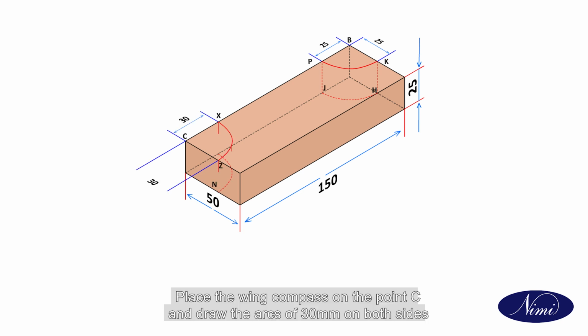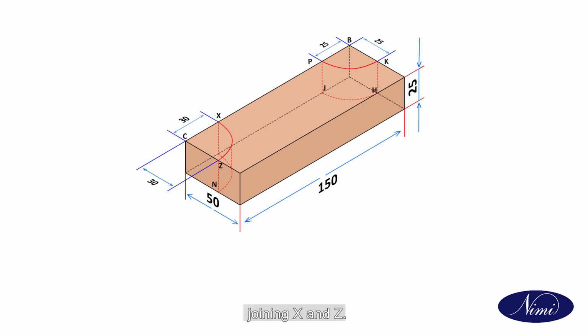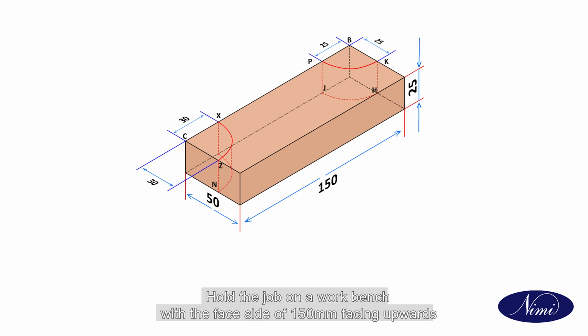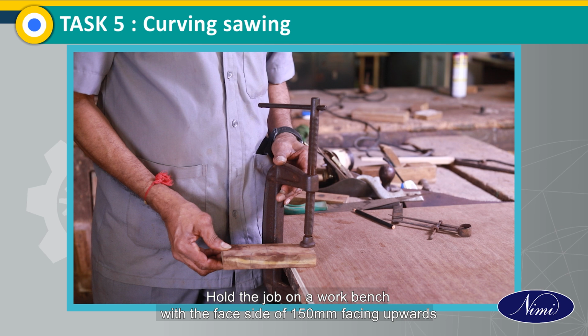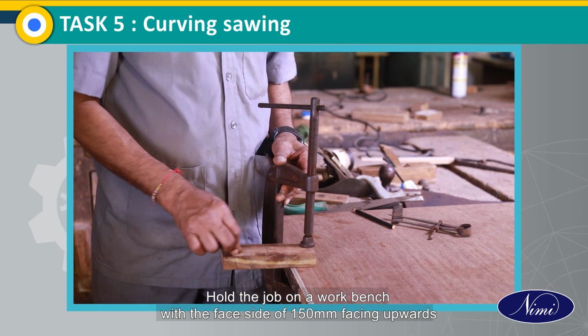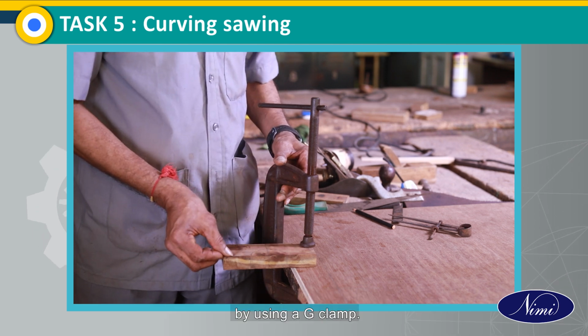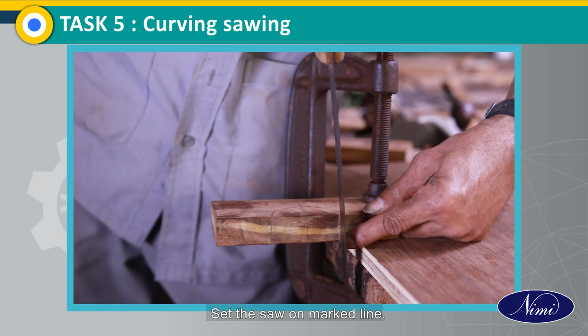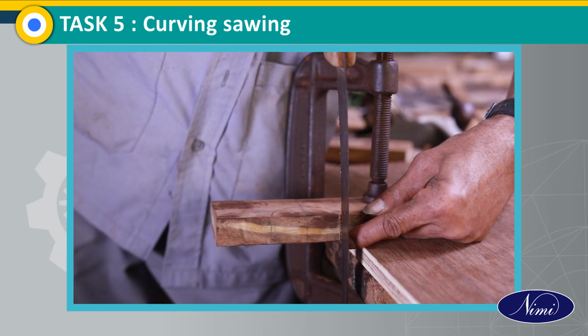Place the wing compass on the point C and draw the arcs of 30 mm on both sides, joining X and Z. Draw perpendicular lines XY and ZN. Hold the job on a workbench with the face side of 150 mm facing upwards by using a G-clamp. Set the saw on the marked line.